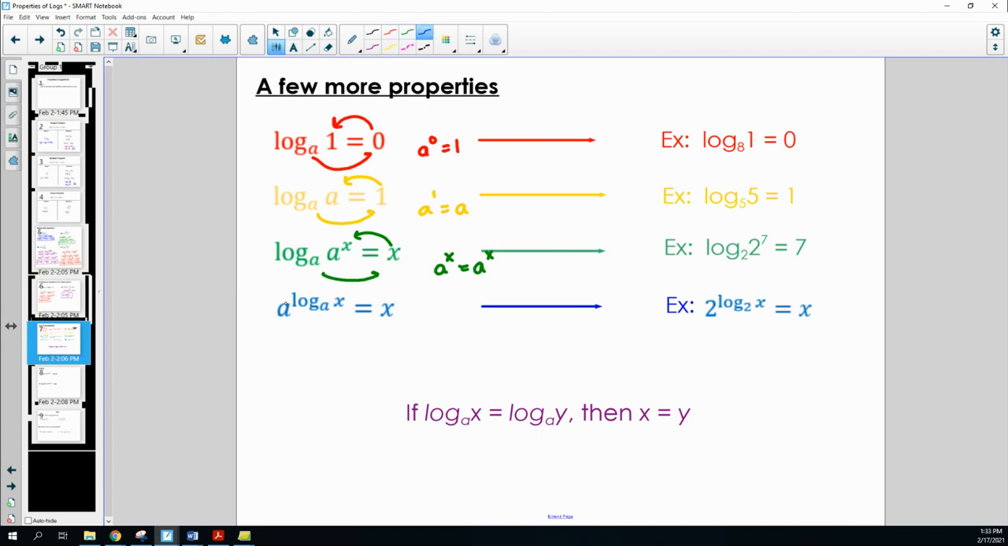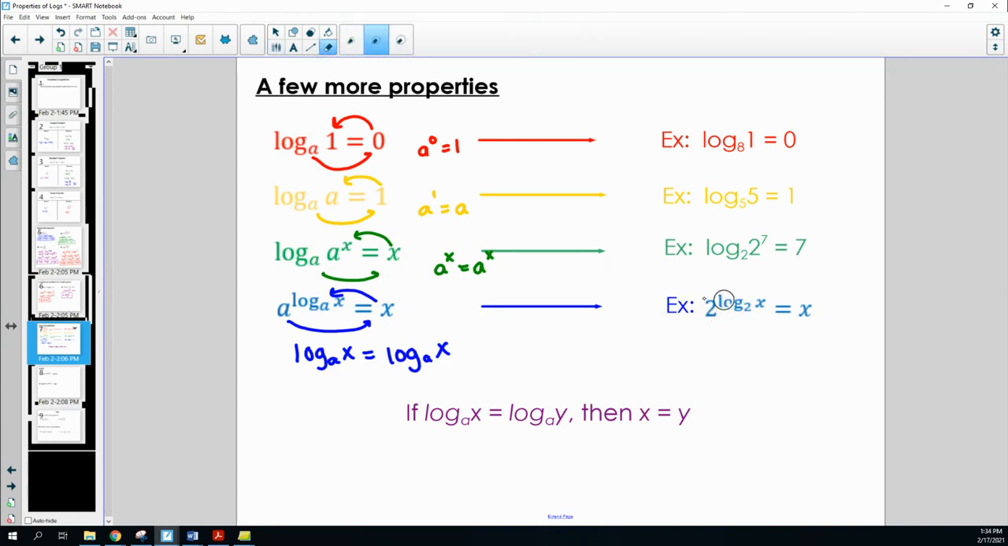And then this last one looks a little weird. A to the log base A of x equals x. So this is really in exponential form. If I wanted to change it to a log, I would have log base A of x equals my exponent, which is log base A of x. And what do you know? It's the same thing. So if it equals the same thing, obviously that is going to make sense. So if you look at this example over here, as long as the base of the exponent and the base of the log are the same, that's going to just cancel out, and you're going to be left with whatever's next to the log.